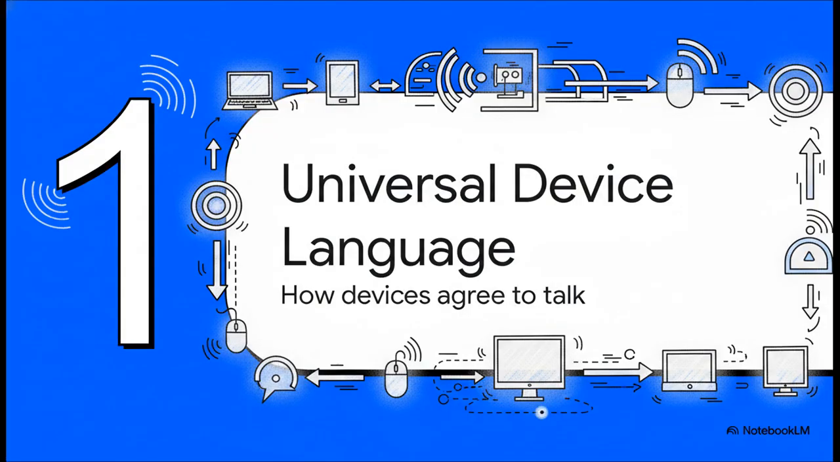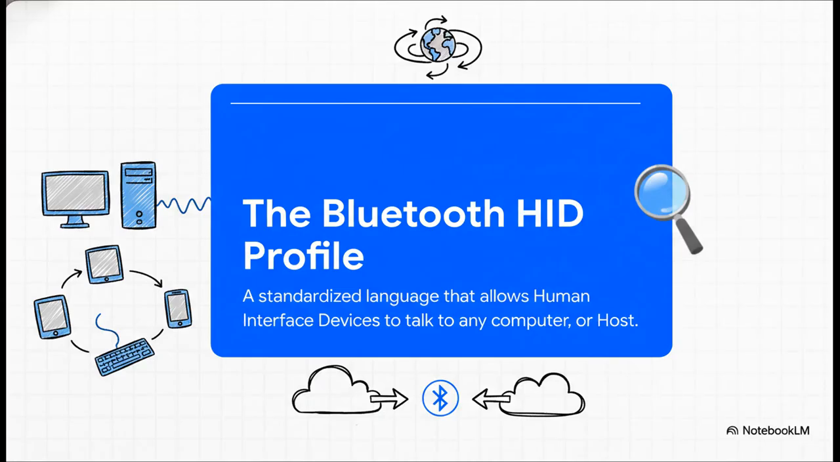Okay, so for any of this to work, you just can't have every mouse from every company speaking its own weird dialect. Can you imagine the chaos? It'd be a nightmare. So the first big hurdle to clear was creating a universal language, a common set of rules so that any mouse could talk to any computer. And that universal language has a name. It's called the Bluetooth Human Interface Device Profile. Yeah, it's a mouthful, so everyone just calls it HID.